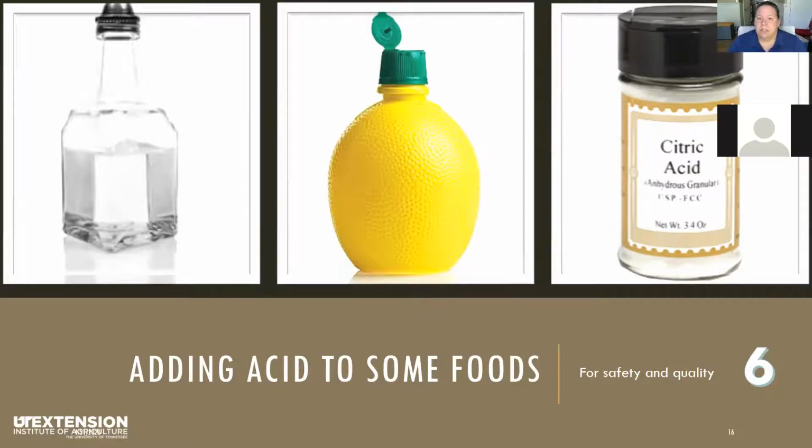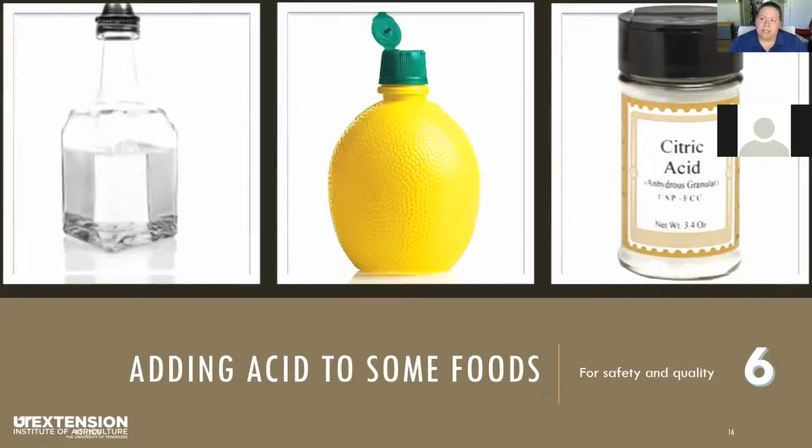The next thing is using commercial grade lemon juice. Of course, you'll find this in the juice aisle of different places, or in the produce area of the grocery store. The other thing is that you can use citric acid, and you can find this where the canning equipment is in your local grocery store.